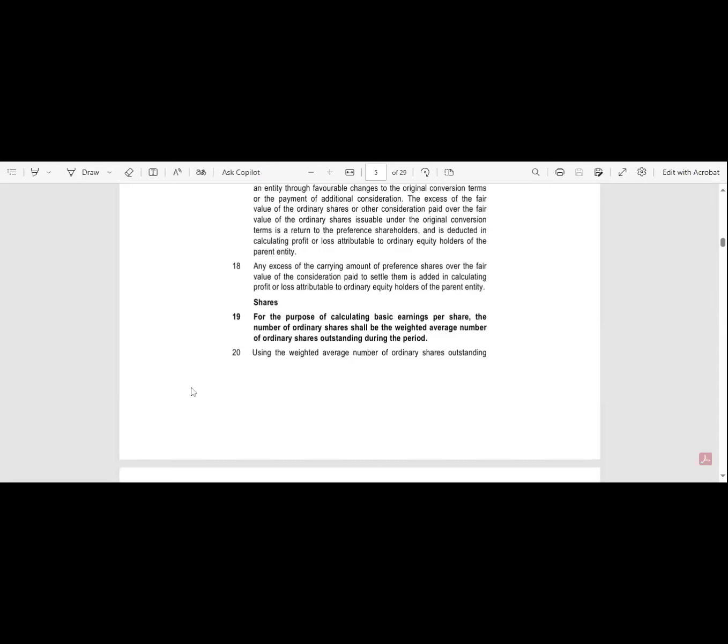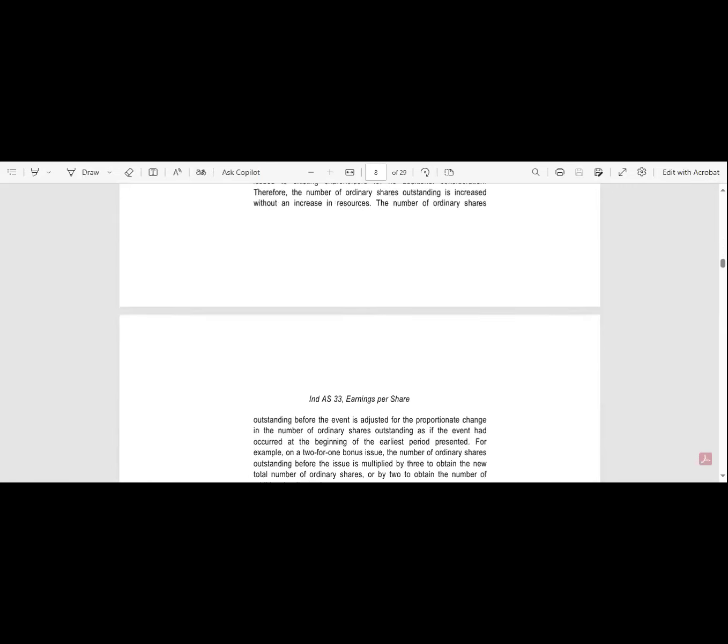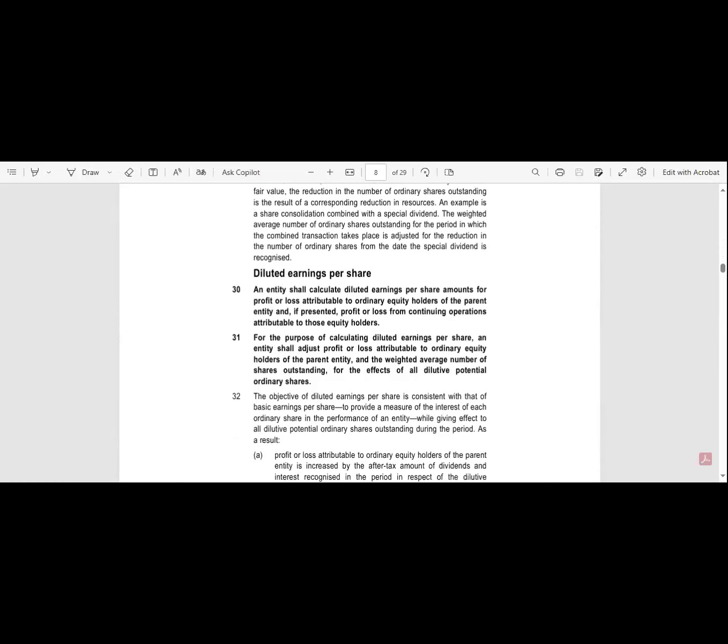Here, what is meant by shares, the definition of shares and how we calculate the number of shares, that part is given here. For the purpose of calculating the basic earning per share, the number of ordinary shares shall be the weighted average number of ordinary shares outstanding during the period. So for all this part, the guidelines are given in the Indian Accounting Standard 33.